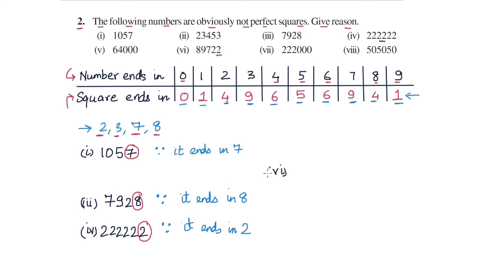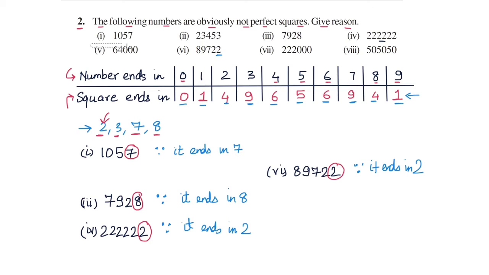Now, in part 6, the number is 8972. And as we have understood, 2 cannot be the unit digit of a perfect square number. Therefore, for this part, we can say that obviously this will not be a perfect square, and we will write 89722 is not a perfect square since it ends in 2. Right? So this is the reason why this number cannot be a perfect square.